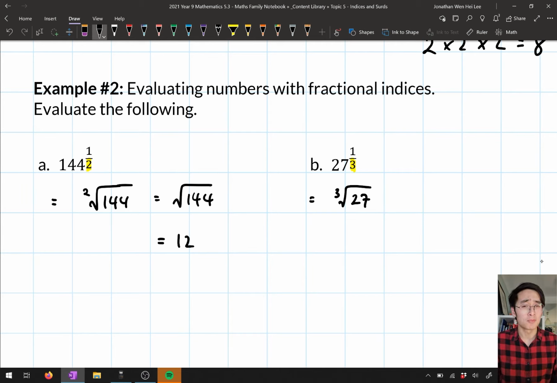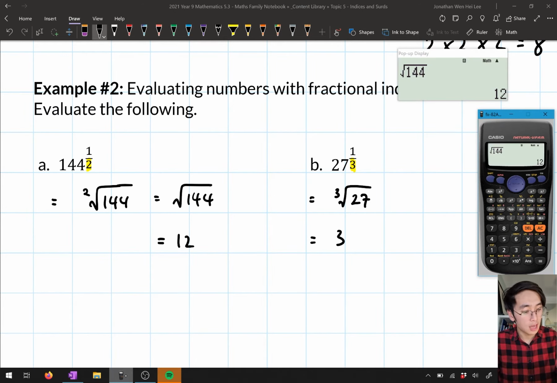Okay. Now, I can actually do this in my head fairly quickly because I've done this a few times, but 3 times 3 times 3 actually gives me 27. So 3 times 3 gives me 9, and then 9 times 3 gives me 27. So this answer is going to give me 3. If you're not sure how to do this, you can always grab out your calculator and just go, okay, I want the cube root of 27, and that should give me 3.